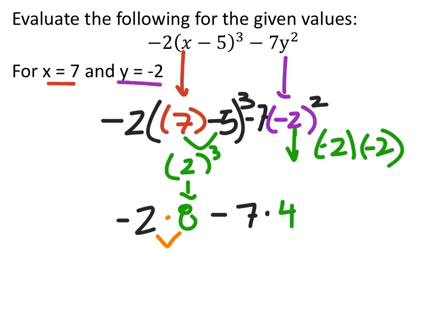So now I got negative 2 times 8 minus 7 times 4. That's a times right there. Negative 2 times 8 is negative 16 minus 28. And you should have gotten a negative 44 on that.